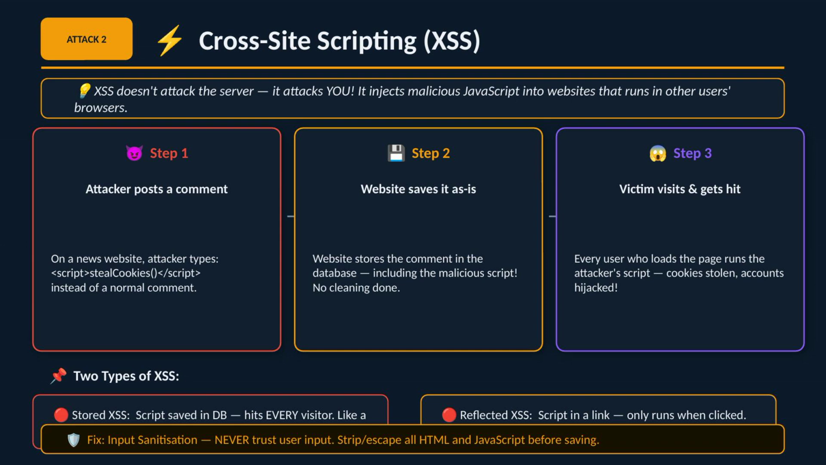In 2005, a MySpace user named Sammy Comker created an XSS worm that added him as a friend on 1 million accounts in under 20 hours. MySpace had to shut down entirely to fix it.